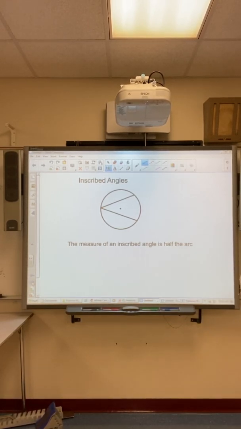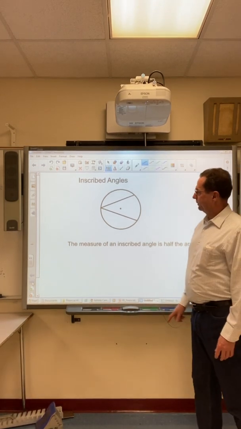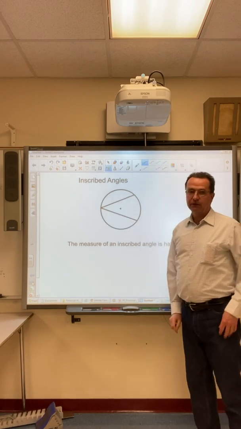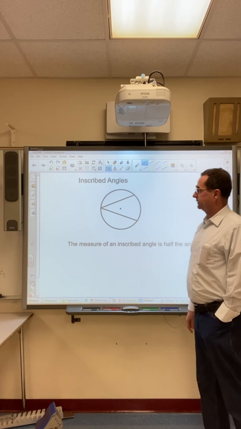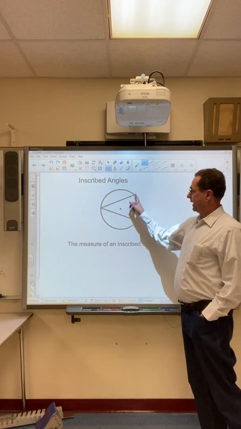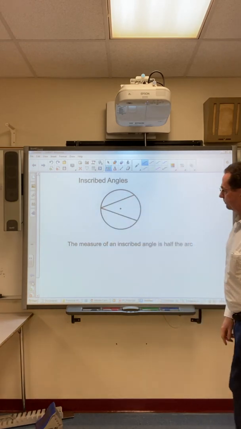Now we're going to discuss inscribed angles. The word inscribed basically means written inside. Scribe means to write. So an inscribed angle has the vertex on the circle. Different from a central angle, which has the vertex at the center. Inscribed, the angle is drawn inside the circle.